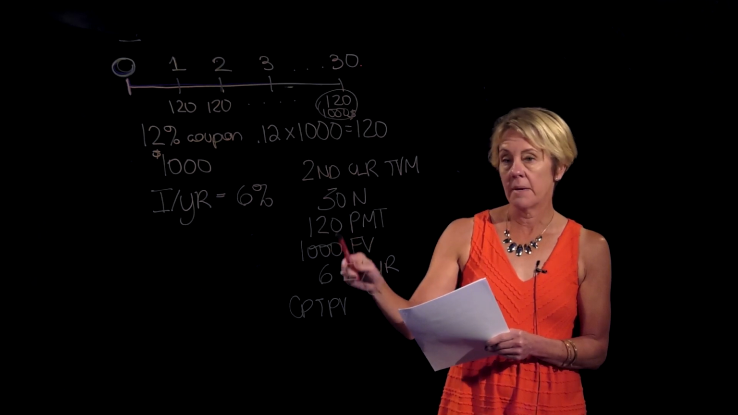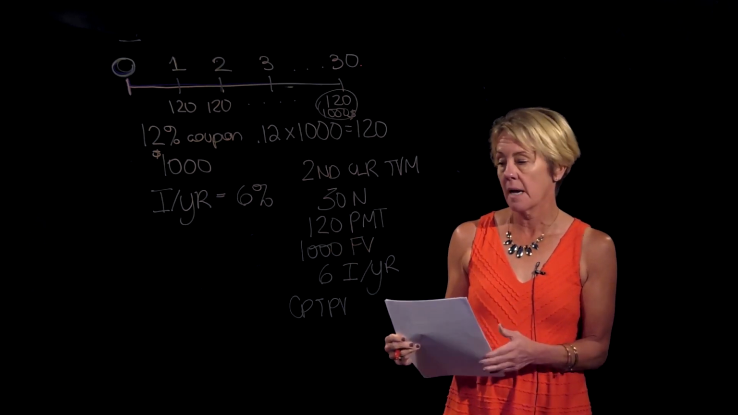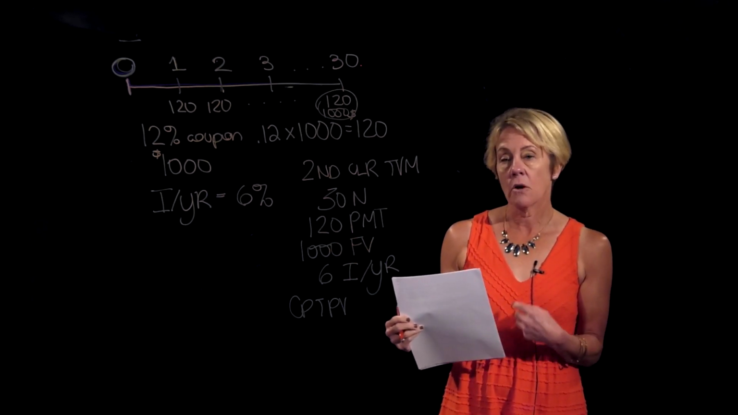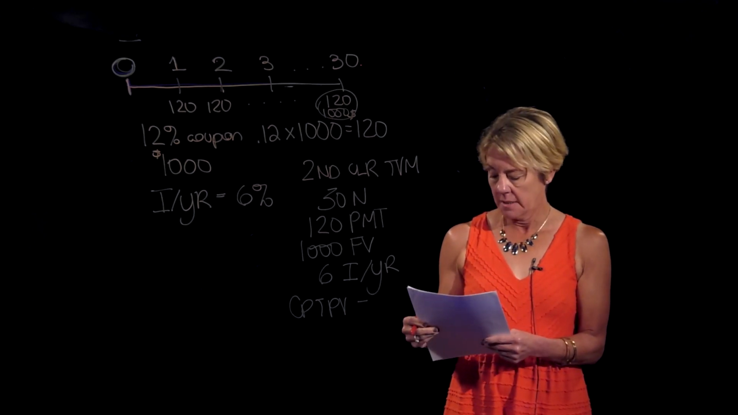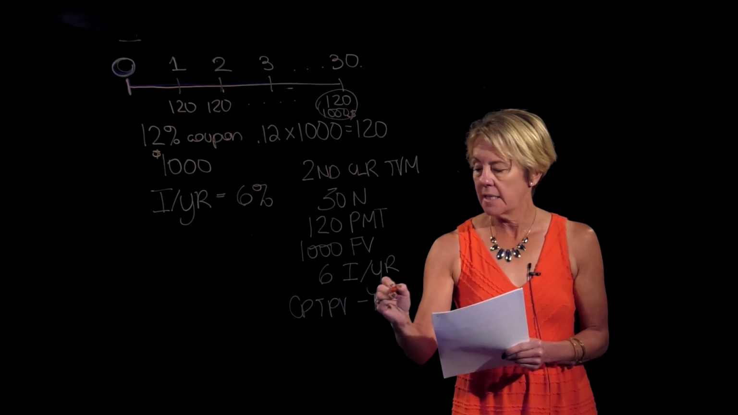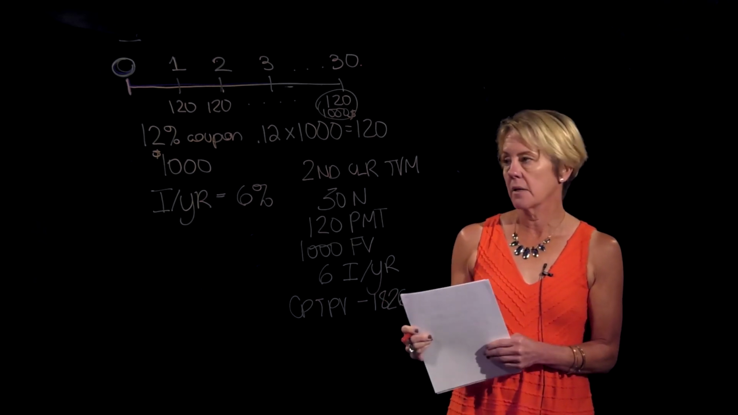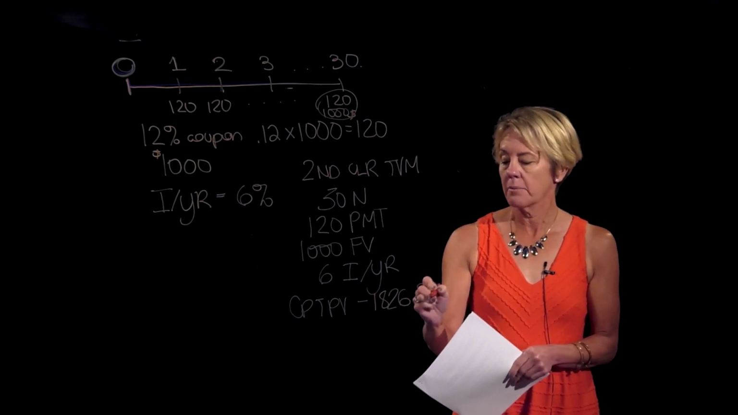Note again, the payment and the future value are both the same sign because those cash flows are going out of the company, coming into the bondholder. And so the price of the bond comes out to be $1,826. This bond is selling at a premium.